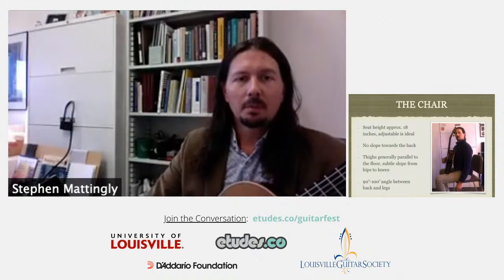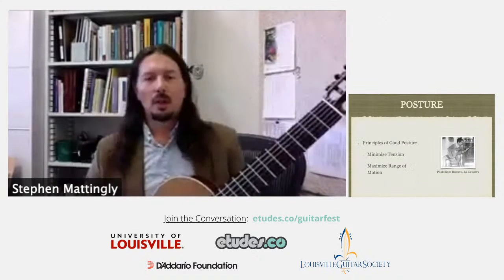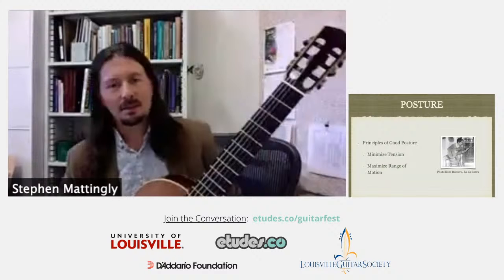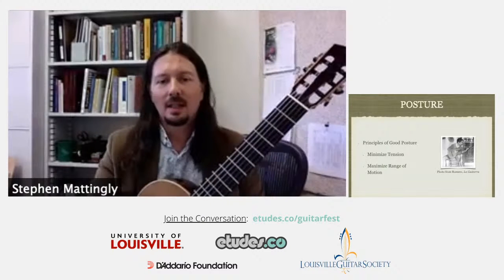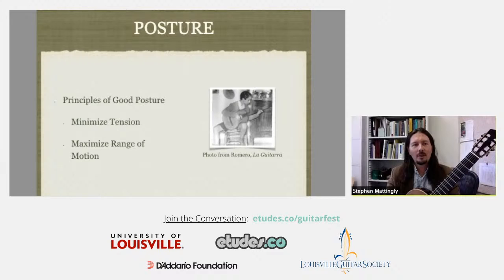Here we have some principles of good posture. We want to minimize tension and maximize our range of motion. We should be balanced and sitting upright, left to right. The photo you see here is a young Pepe Romero from his fantastic guitar method, La Guitarra. Again, if you don't have that book, you should definitely look into it.